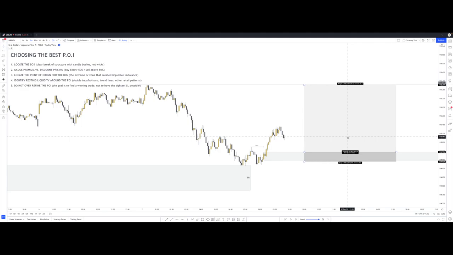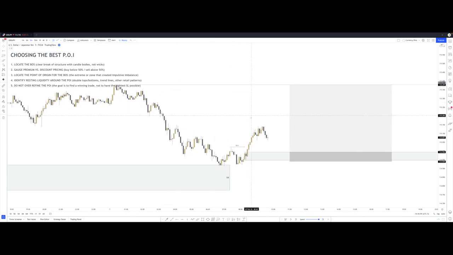I don't need to get a 2 to 3 pip stop loss. I'm not trying to impress anybody. I simply want to get into a profitable trade. So 5.5 pips as a stop loss is more than enough for me. In terms of step 4, identifying resting liquidity, right away we can see that there is resting liquidity right here in the form of relative equal lows, which could be looked at by retail traders as a double bottom. So we know that there's going to be resting liquidity there, which adds validity to our trading idea here, our point of interest here. We know that price purges liquidity, so it's more than likely going to trade lower.